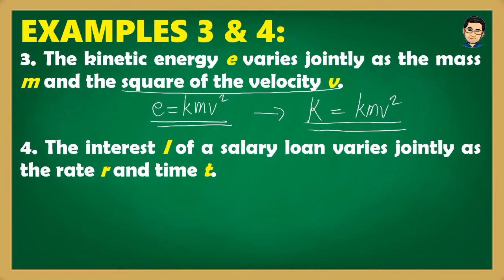Next, the interest of a salary loan varies jointly as the rate and time, t. Okay, so the interest using capital I, and then the constant of variation, k, and then varies jointly as the rate, r, and then yung time, t. So, I is equal to kRT.